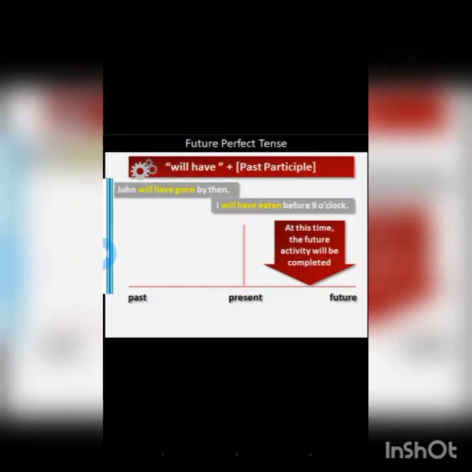So in this we will use will have plus the past participle of the verb. John will have gone by then. I will have eaten before 9 o'clock. So in this we will use will have plus the past participle. Have you understood what is future perfect tense?